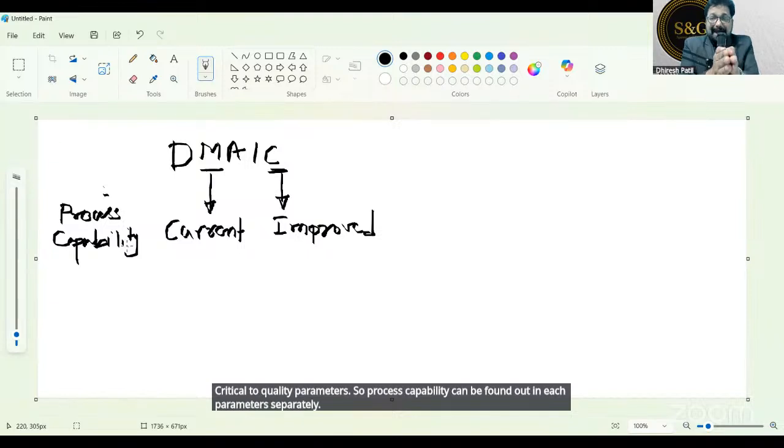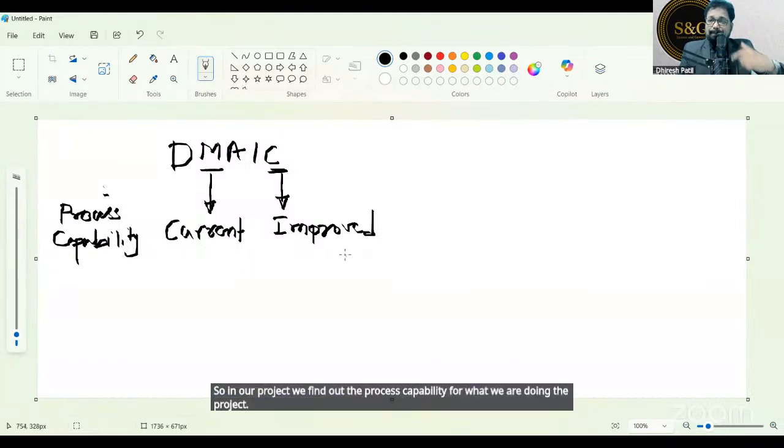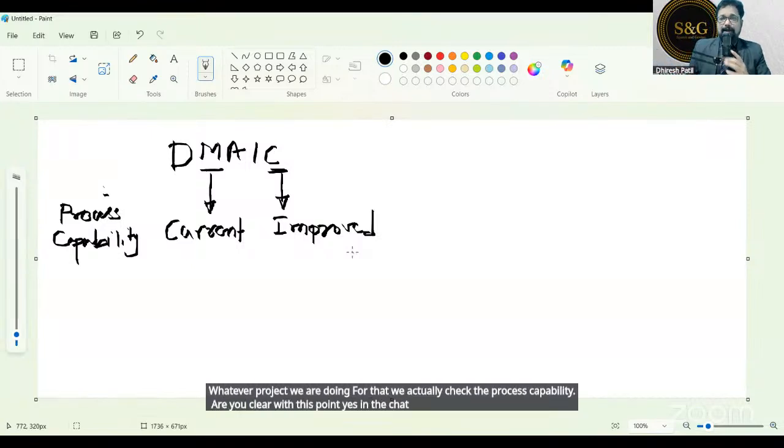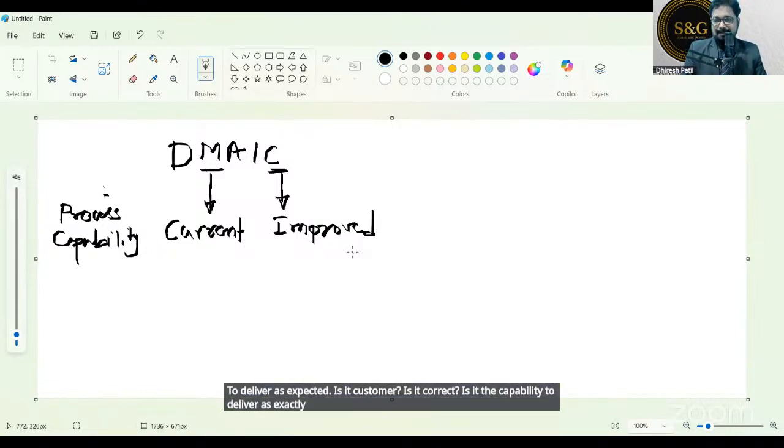So in our project, we find out the process capability for what we are doing the project. Whatever project we are doing, for that we actually check the process capability. Are you clear with this point? Just type yes in the chat box. If I'm doing a project on taste, so I will do a process capability on the taste. Is the process capable to deliver as expected? Expected by the customer, exactly.